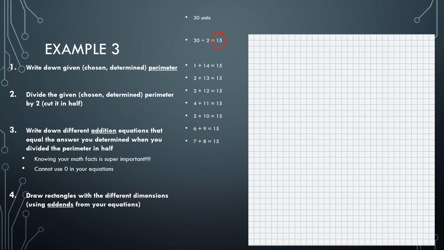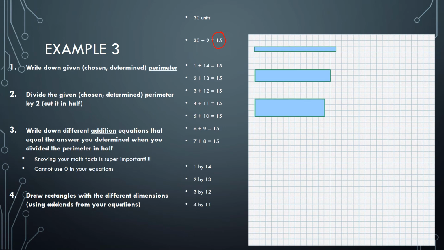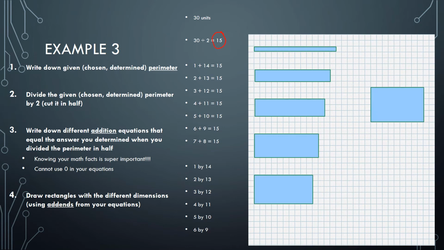Then we have to draw those rectangles. So we end up with a lot more rectangles the bigger our perimeter gets. So we have a 1 by 14, 2 by 13, a 3 by 12, a 4 by 11, a 5 by 10, a 6 by 9, and a 7 by 8. And then our last step is we have to find the area of each one.